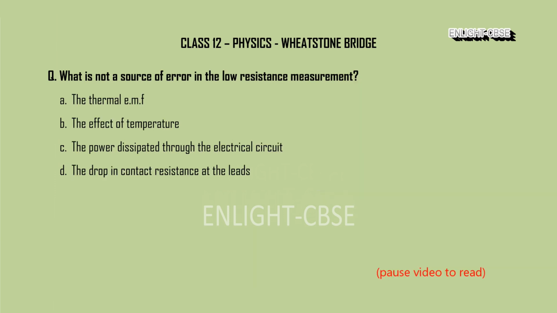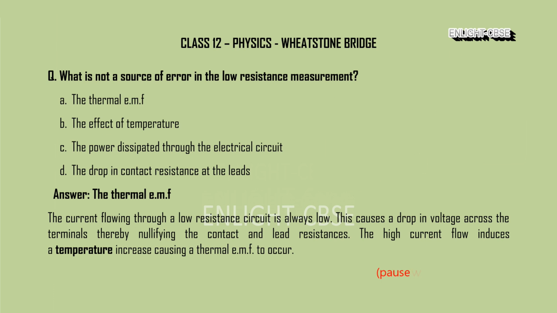Question: what is not a source of error in the low resistance measurement? A. The thermal EMF. B. The effect of temperature. C. The power dissipated through the electrical circuit. D. The drop in contact resistance at the leads. Answer: the thermal EMF. The current flowing through a low resistance circuit is always low. This causes a drop in voltage across the terminals, thereby nullifying the contact and lead resistances. The high current flow induces a temperature increase, causing a thermal EMF to occur.